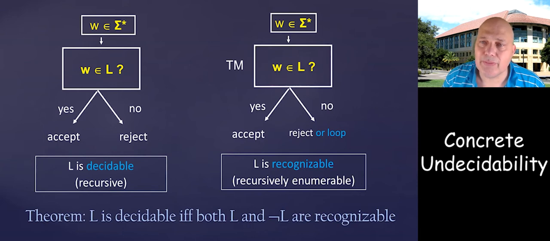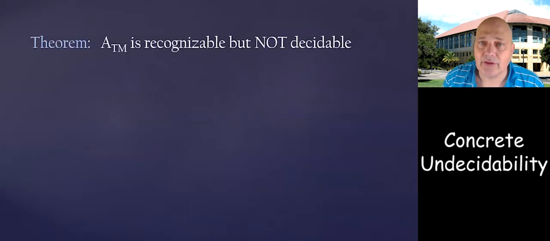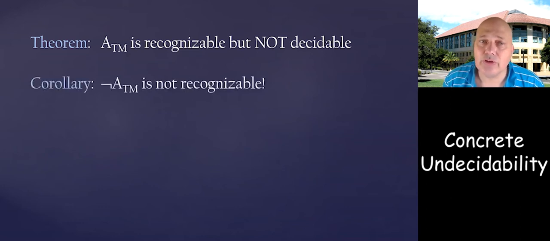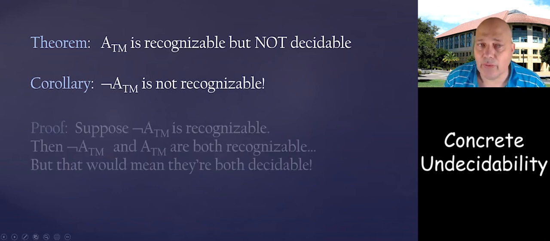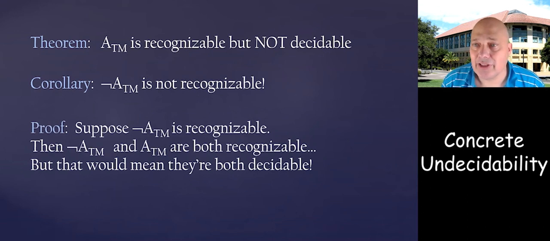And the theorem that will help us deduce what we want is that L is decidable if both L and not L are recognizable, and it's if and only if. Therefore, if we believe this theorem that we'll prove in a second, then since we know that ATM is recognizable but not decidable, we can conclude that not ATM is not even recognizable. Because if not ATM were recognizable, then not ATM and ATM would both be recognizable, which would mean they are both decidable, which we know is not true.